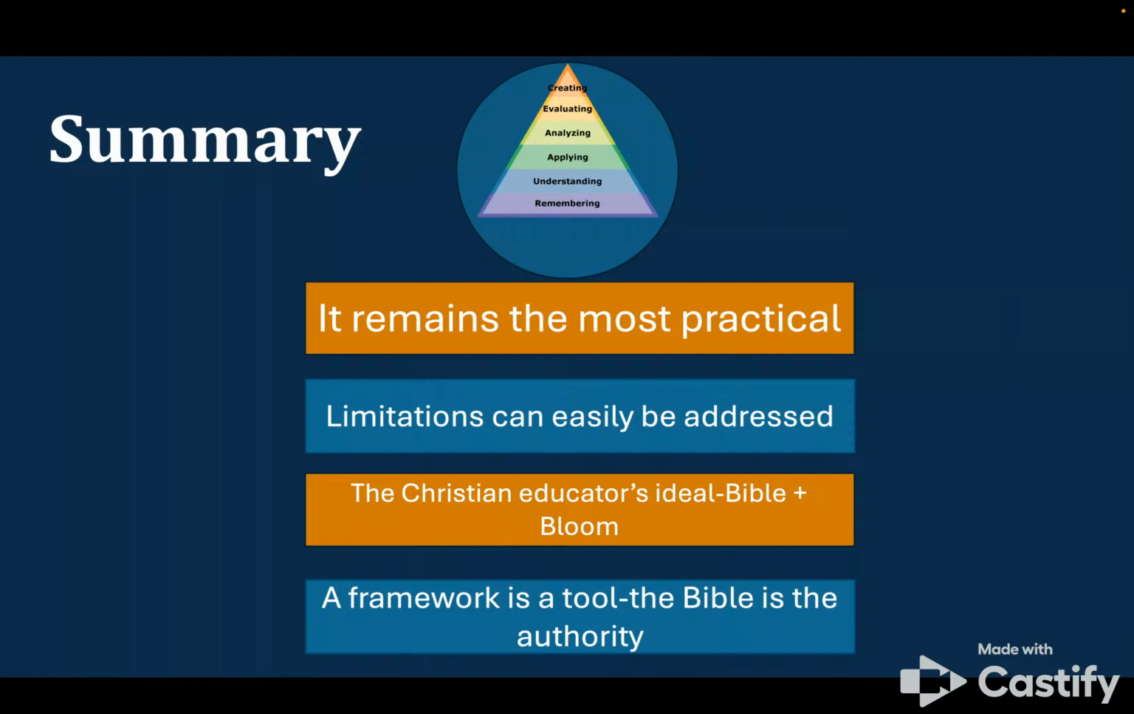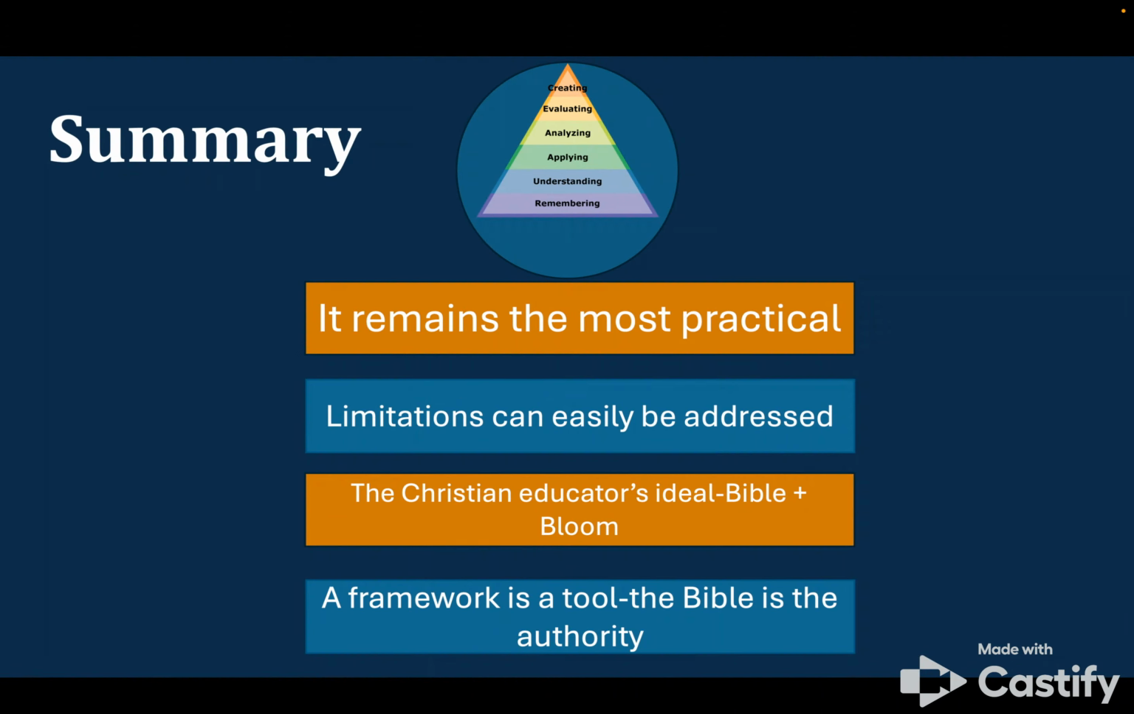In summary, despite its limitations, I believe Bloom's taxonomy is still the best practical framework for everyday classroom use. It's simple and easy to apply when writing instructional objectives, creating lesson plans, and assessing students' learning. The limitations we spoke about can easily be addressed if we make sure we are integrating biblical principles and Christian character training into everything we teach.